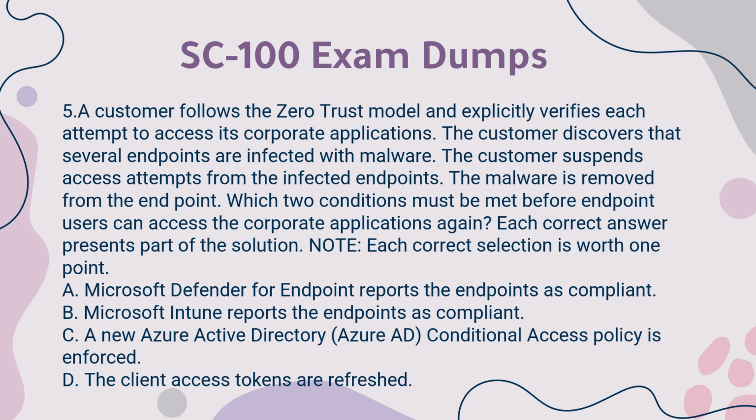5. A customer follows the Zero Trust model and explicitly verifies each attempt to access its corporate applications. The customer discovers that several endpoints are infected with malware. The customer suspends access attempts from the infected endpoints. The malware is removed from the endpoint. Which two conditions must be met before endpoint users can access the corporate applications again? Each correct answer presents part of the solution. Note: each correct selection is worth 1 point. A. Microsoft Defender for Endpoint reports the endpoints as compliant. B. Microsoft Intune reports the endpoints as compliant. C. A new Azure Active Directory, Azure AD, conditional access policy is enforced. D. The client access tokens are refreshed.